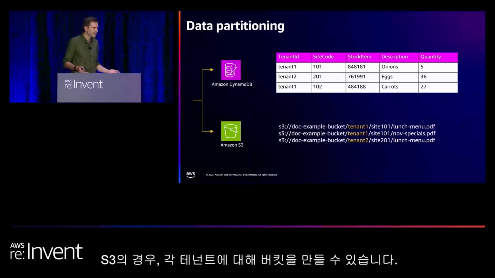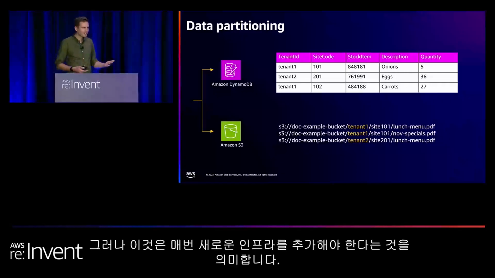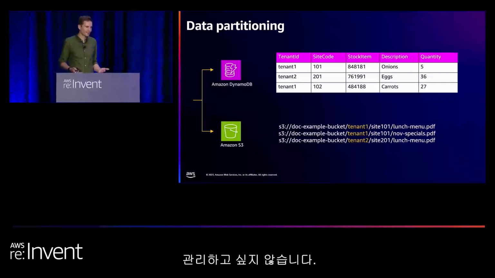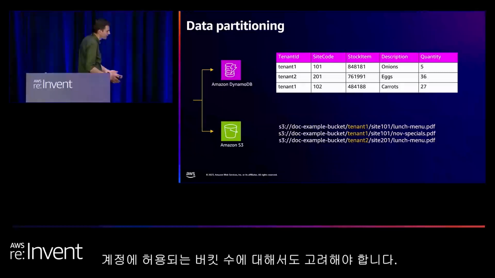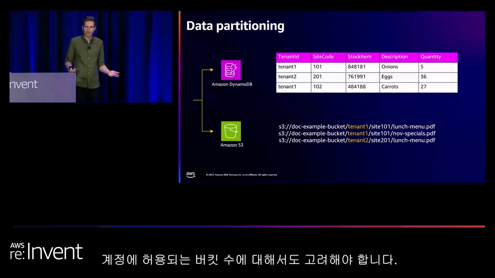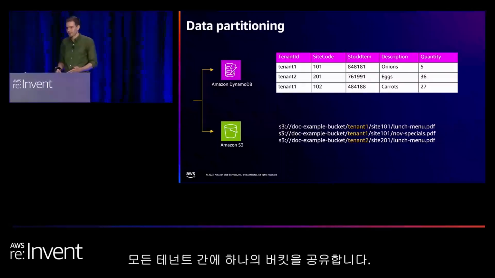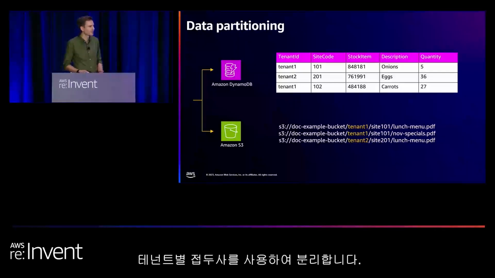For S3, we could create a bucket for each tenant, but this means adding new infrastructure each time we onboard a new tenant, and it's not something we really want to manage. We also have to think about things like service quotas for the number of buckets we're allowed in our account. So to make things easier, we're going to share one bucket between all tenants. And we're going to separate the data using a prefix per tenant.